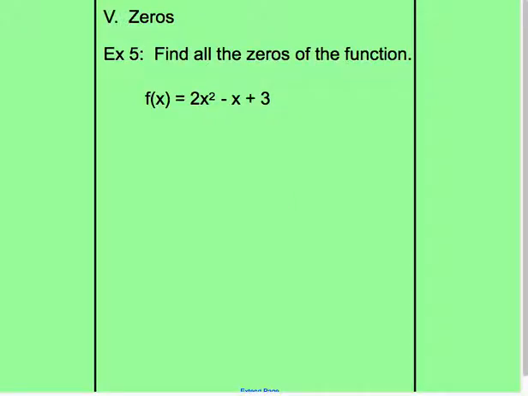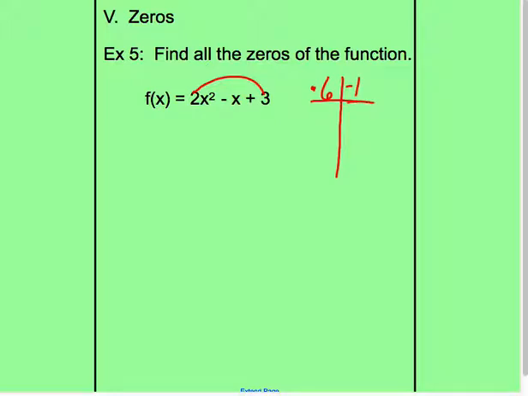Last example, we are finding zeros of an equation. Anytime I'm asked to find zeros of an equation, the first thing that I try to do is factor. Well, this one has a leading coefficient, so I'm going to try the AC method. 2 times 3 is 6, and our middle coefficient is -1.